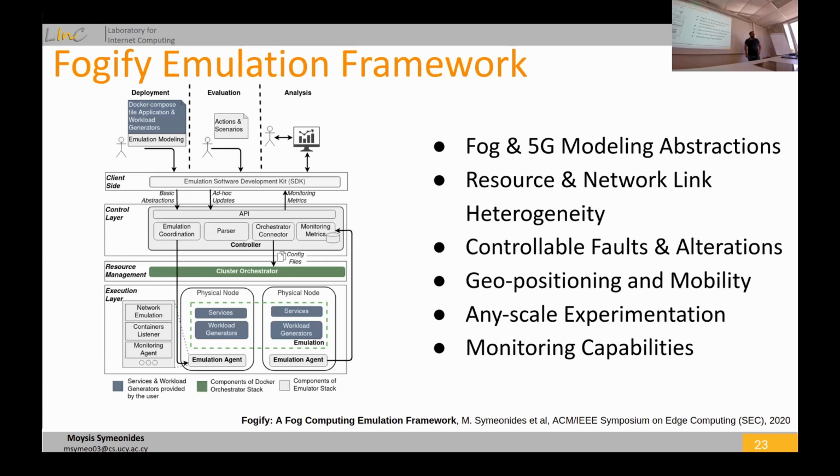So Fogify is an emulation framework that enables repeatable, measurable, and controllable modeling, deployment, and experimentation of IoT services under realistic environmental assumptions, faults, and uncertainties. The key features of Fogify are the fog and 5G modeling abstractions, resource and network heterogeneity, controllable faults and alterations. Of course, Fogify provides positioning and mobility, and our framework is scalable from a laptop to a cluster, and also provides some monitoring capabilities.